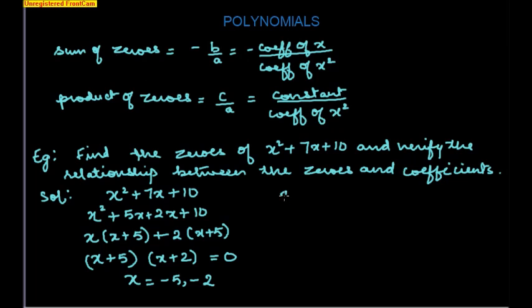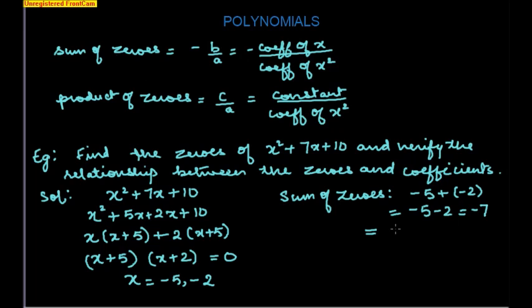Let me just see the sum. If you see the sum of the zeros, it is minus 5 plus minus 2, which is equal to minus 5 minus 2 is equal to minus 7. And if you see, minus 7 is minus the coefficient of x upon the coefficient of x square. Can you see in the question that the coefficient of x is 7 and the coefficient of x square is 1. So we get that the sum of the zeros is this.